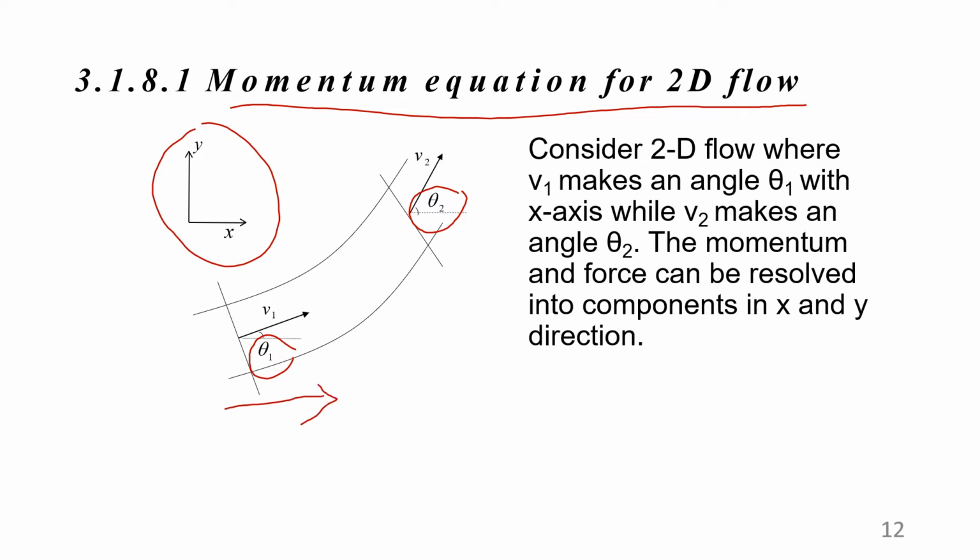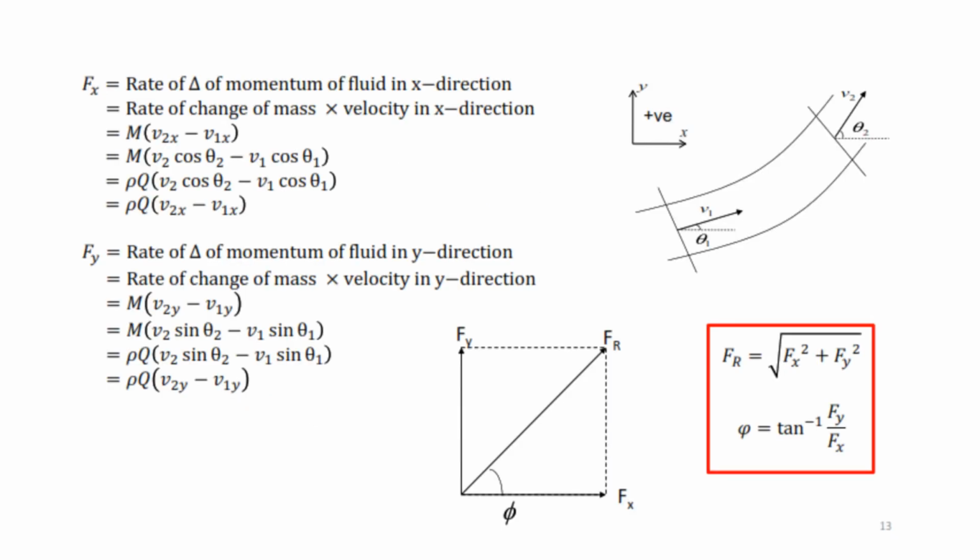Okay. And then V2 makes an angle of 2, and the momentum and force can be resolved into components in the x and y direction. So for entering, we resolve to the x direction. Okay, for V2 we consider the y direction. So we resolve into both components x and y. Then this is how we resolve for the x direction and also the y direction. We need to solve it one by one.